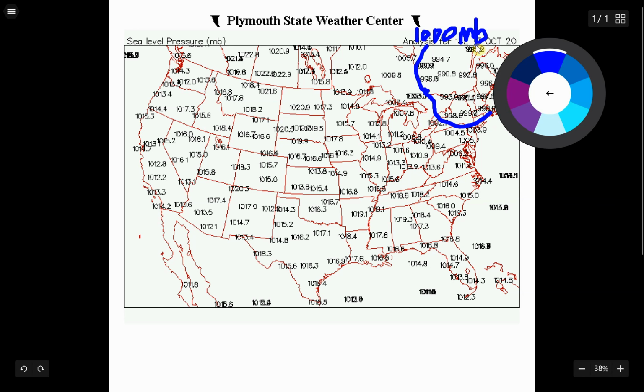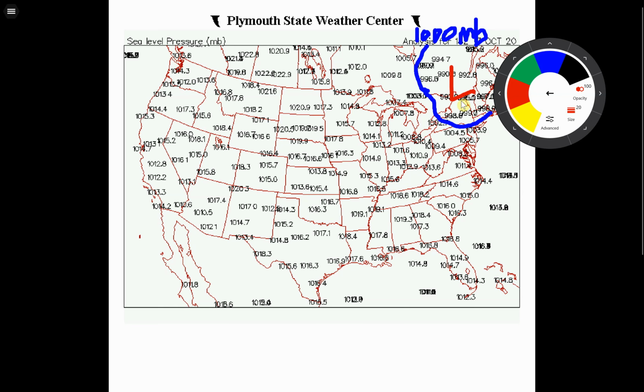But the first thing that we should notice is that everything on this side of the line is lower than everything outside of that, right? Everything over here is higher than 1,000 millibars. Everything over here is lower than 1,000 millibars. The most important thing is we hold that relationship throughout our isolines, okay?